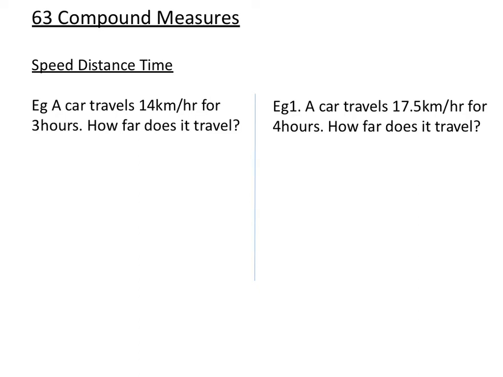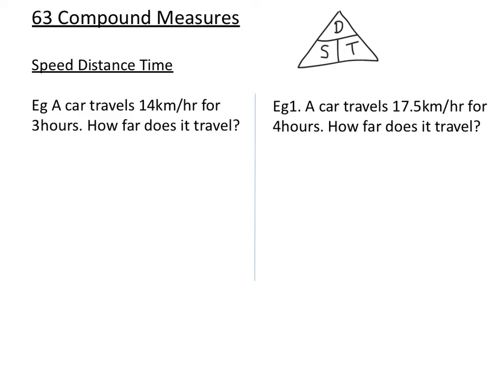Compound measures. We'll start with speed, distance and time. And you might remember from physics or junior school the triangle. The definition of speed is that it's distance divided by time. So if it's below distance, you'll divide it, the distance by speed or time, and if it's beside, you multiply.